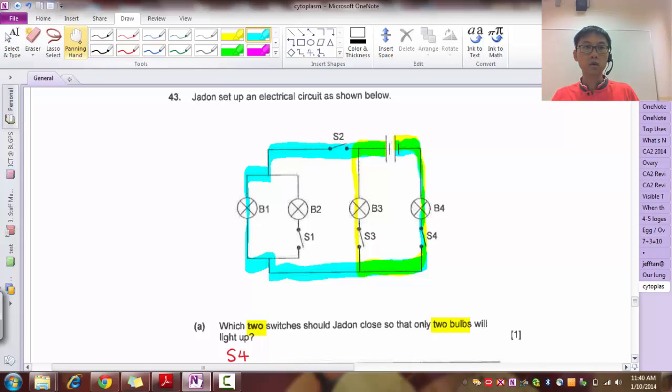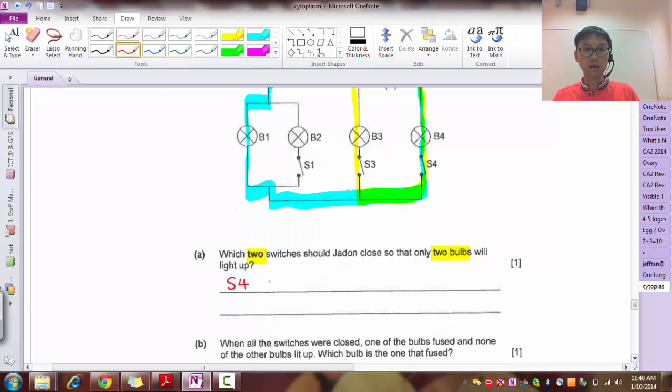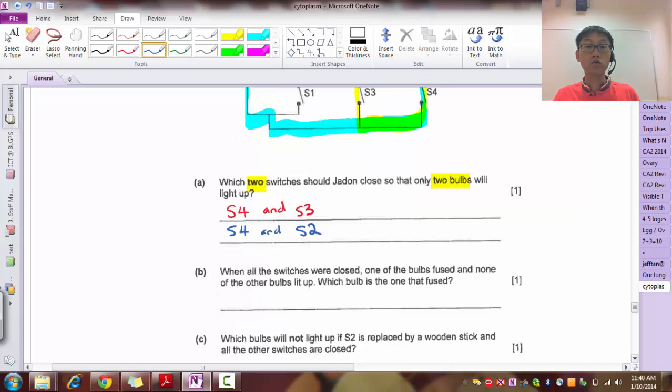Okay, so the answers are either you close S3, S4 or you close S4, S2. So there are 2 possible answers: S3 and S4, or S4 and S2. Okay, so either one of them will do.